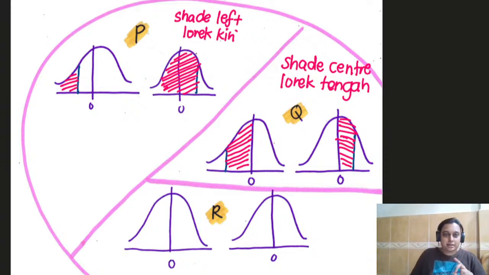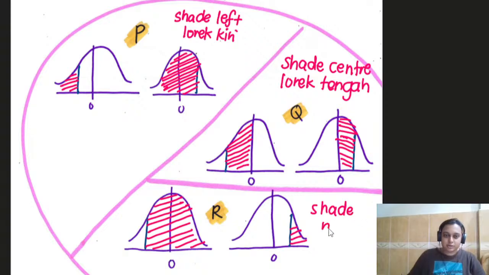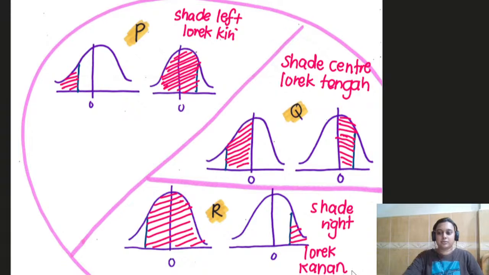Okay, R. R means go to the right side. See, very easy to remember. R kan right, ke kanan. So this one the shading goes to the right. This one shade to the right, atau lorek ke kanan. Okay, so you can copy down first nicely in your notes.